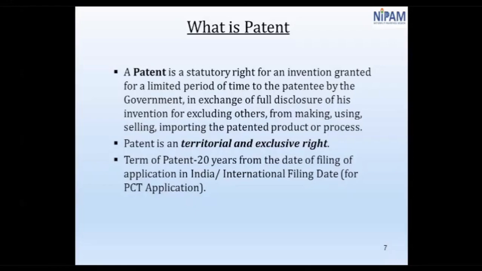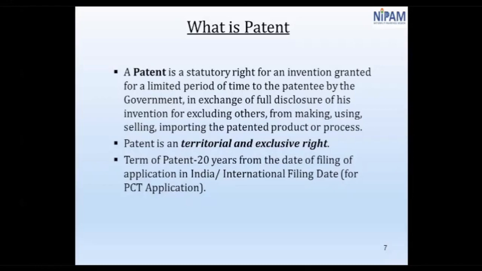What will the inventor disclose about that invention? He has to disclose everything about it to the government. He can't hide anything. And fourth is, why is this right given? So that no other person can use that product or process, or sell that product or process, without taking the permission of the inventor.